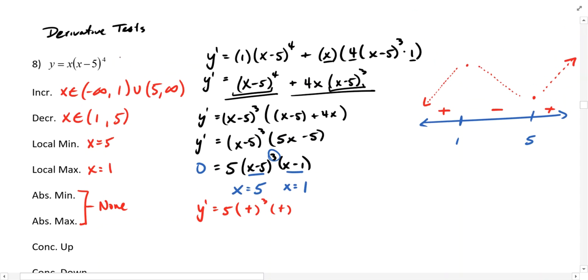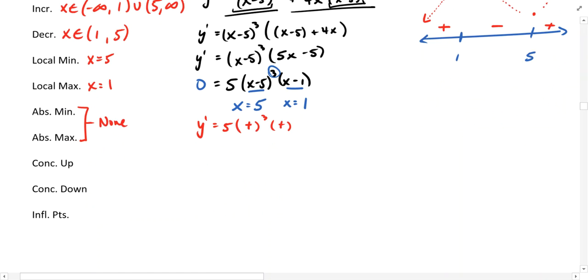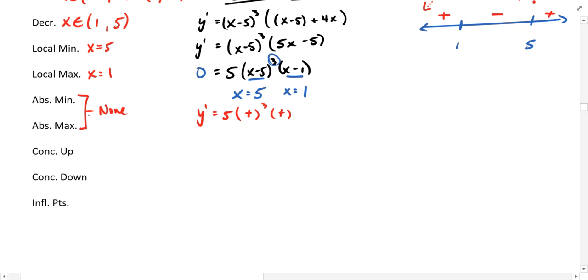If we were told that this graph only exists on a particular domain, if there were endpoints, then we would check them for our absolute minimum and absolute max. But I think that's all that we can do with our first derivative, so we better switch to our second derivative, or compute our second derivative next, in order to answer the remaining questions.